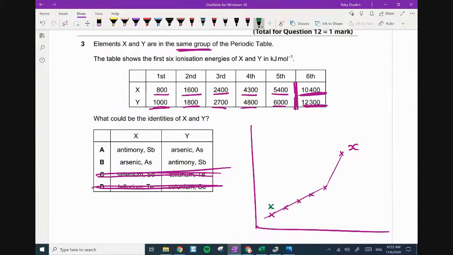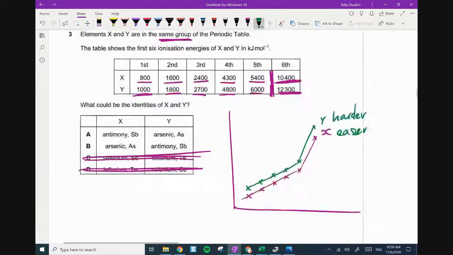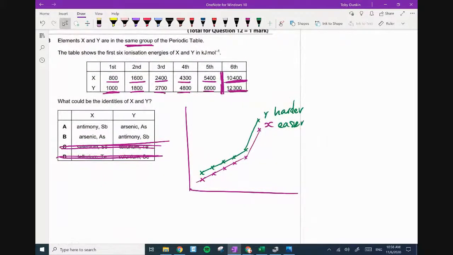1,000. 1,800. 27. 43. Hang on. 27. 4,800. 6,000. And then 12. Right. So what that tells us is that it is harder to remove Y's and easier to remove X. Well, hang on a minute. That's really clever. Because if they're in the same group, the easier electrons means further out.